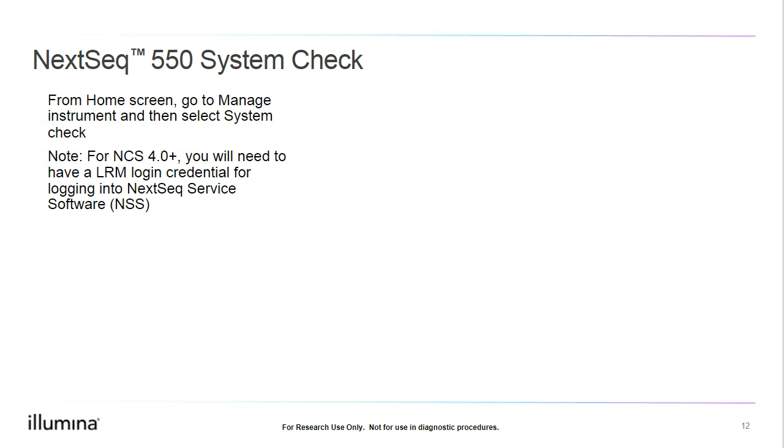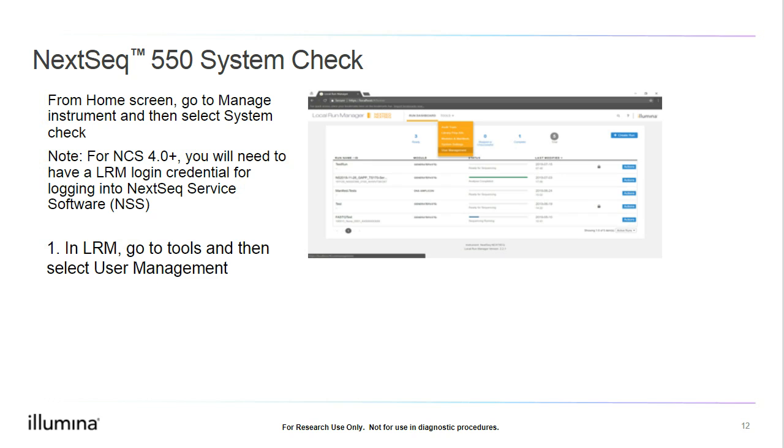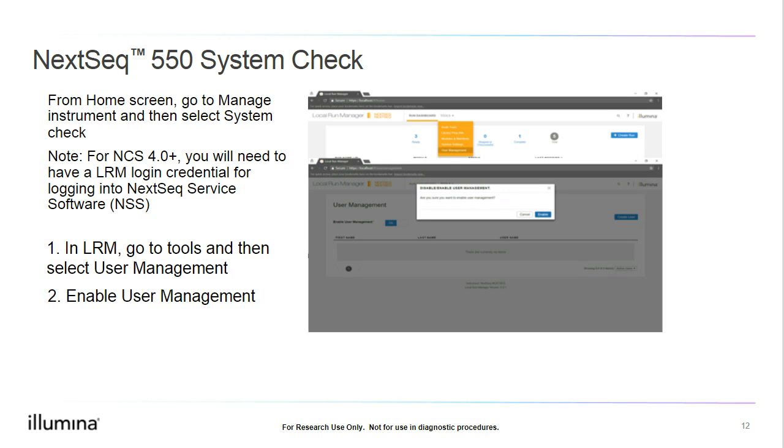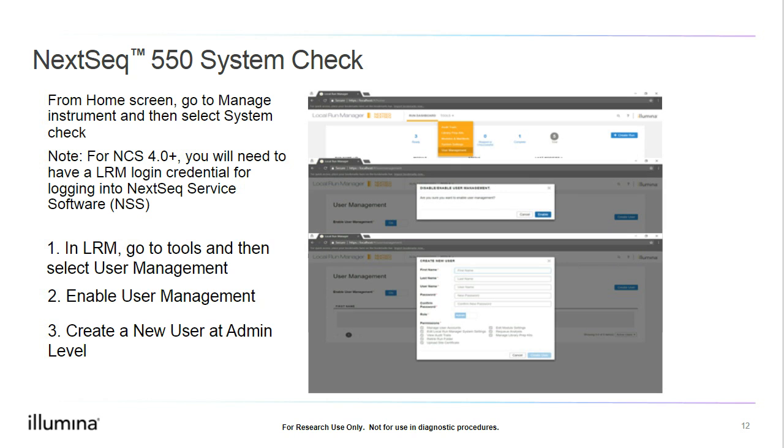In LRM, go to Tools and select User Management, then enable User Management, create an admin level account, and create a temporary password. When logging into LRM, you'll be prompted to change the temporary password to an updated password. Now you will have an admin level account that can be used to log into the service software to perform a system check.